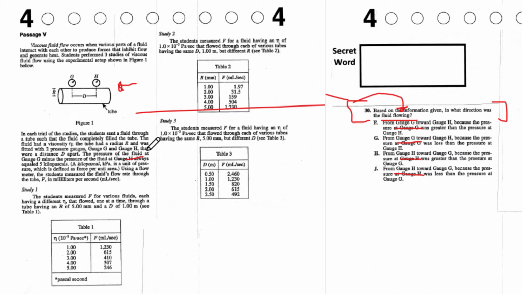All right, so we read this. It says the pressure of the fluid in gauge G minus. So if we're going to minus H, we're going to have to start with G. Does that make sense? Just a math formula. So we already have knocked these two answer choices here. H can be out right away because you can't start with something negative. We can knock these two out right away. All right, so what's the difference between the two choices remaining? One says gauge G towards gauge H, because the pressure in gauge G was greater than the pressure of H. And answer choice G says gauge G and H because the pressure in gauge G was less.